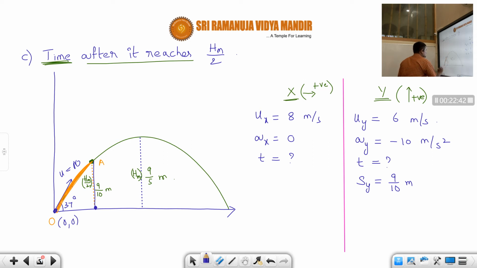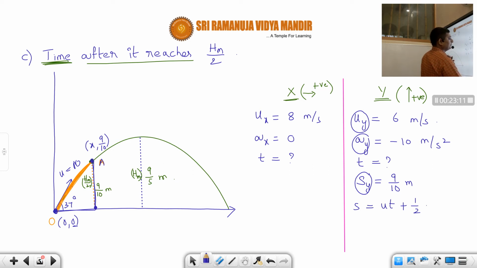If you write the coordinates of this origin as 0, 0, then point A coordinates will be, what is the distance traveled in x? We don't know, some x. But distance traveled in y by the time you reach is 9 by 10. So therefore distance covered in y direction is 0 to 9 by 10. Now we want what? Time. So I know Sy, I know Ay, I know Uy. So what is the best equation? S is equal to Ut plus half At square in y direction. And time will be same both in x direction and in y direction. Whether you calculate in x direction or in y direction, time will always remain same.